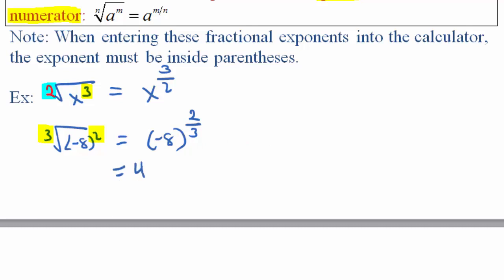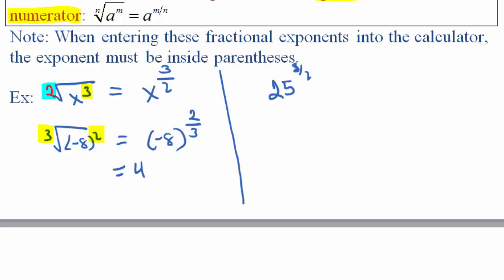So this is actually just going to come out to be 4. What's more typical in these kinds of problems is they might give you an expression in exponential form. So they might give you something like, let's say we have 25 to the 3/2 power.